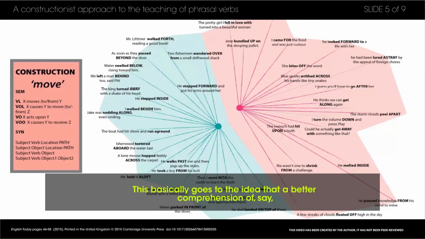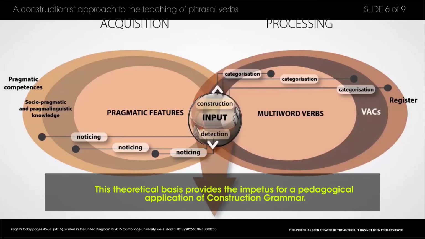This basically goes to the idea that verb comprehension of, say, the manner of action embedded within a multiword verb can be accessed when the underlying hypernym relation is made explicit. This theoretical basis provides the impetus for the pedagogical application of construction grammar.